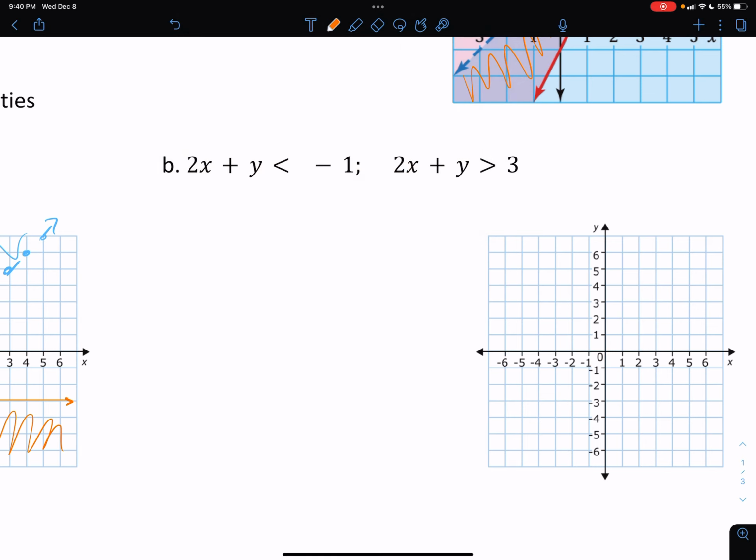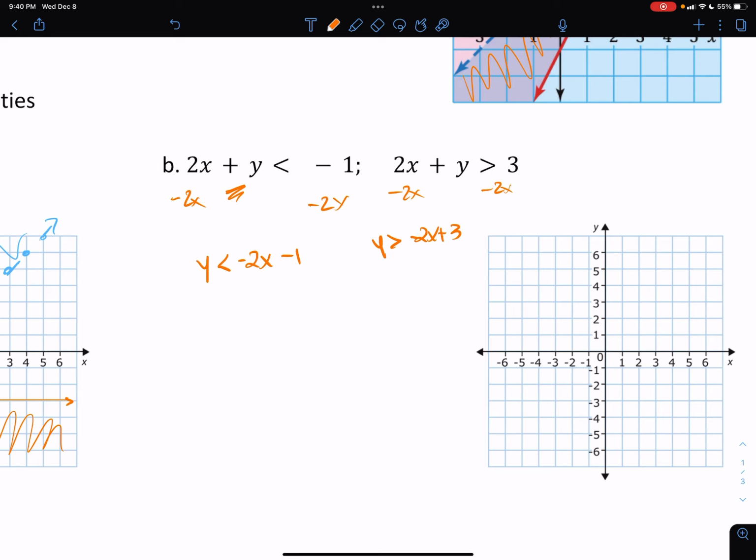I'll choose the same color for consistency. So let me graph this first one. You know what, I'm going to solve for y to make it easier for myself. I have y is less than negative 2x minus 1, and y is greater than negative 2x plus 3.